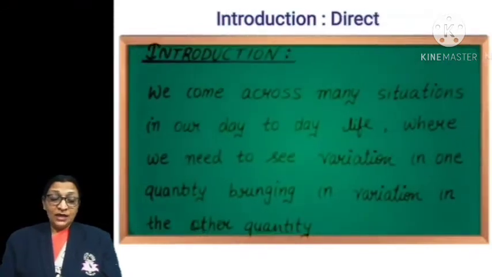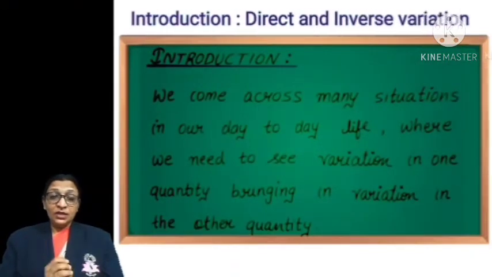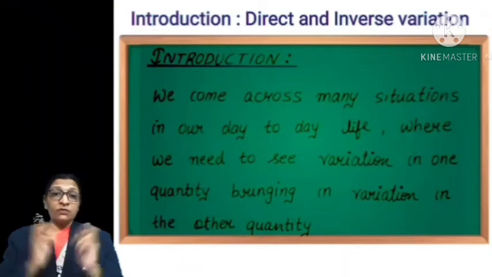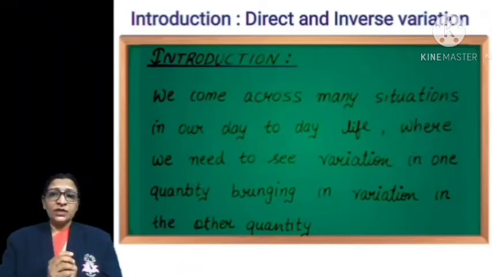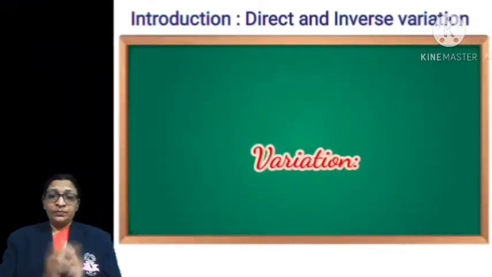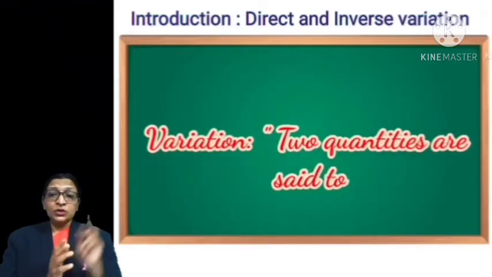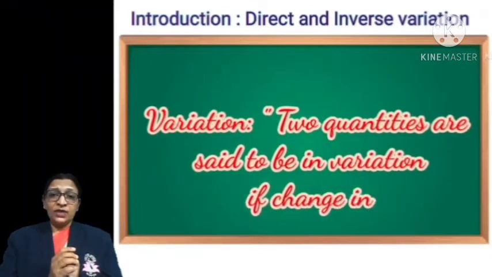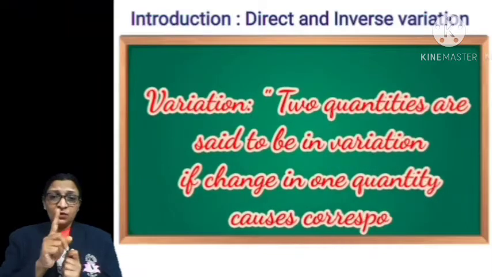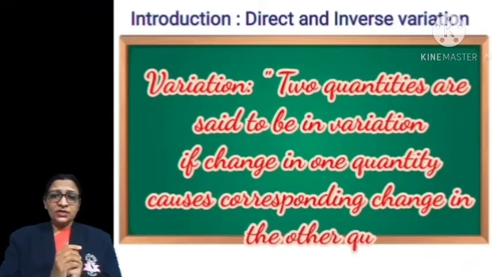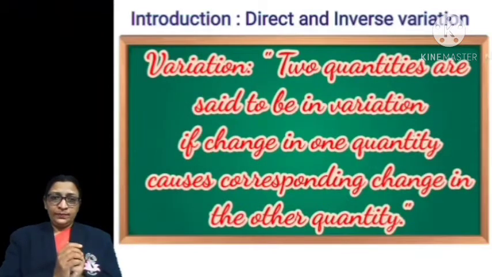Two quantities are said to be in variation if change in one quantity causes corresponding change in the other quantity. We come across many situations in our day-to-day life where we need to see variation in one quantity bringing variation in the other quantity. Variation we can define as: two quantities are said to be in variation if change in one quantity causes corresponding change in the other quantity.